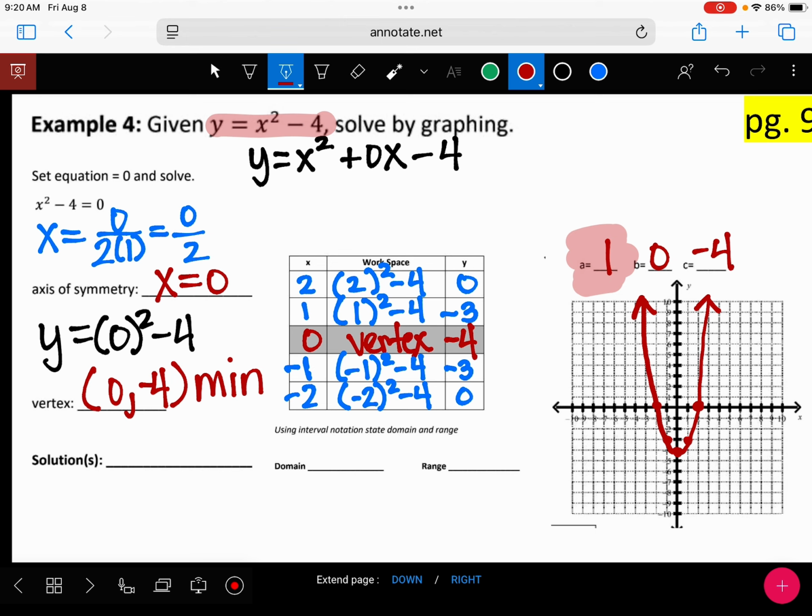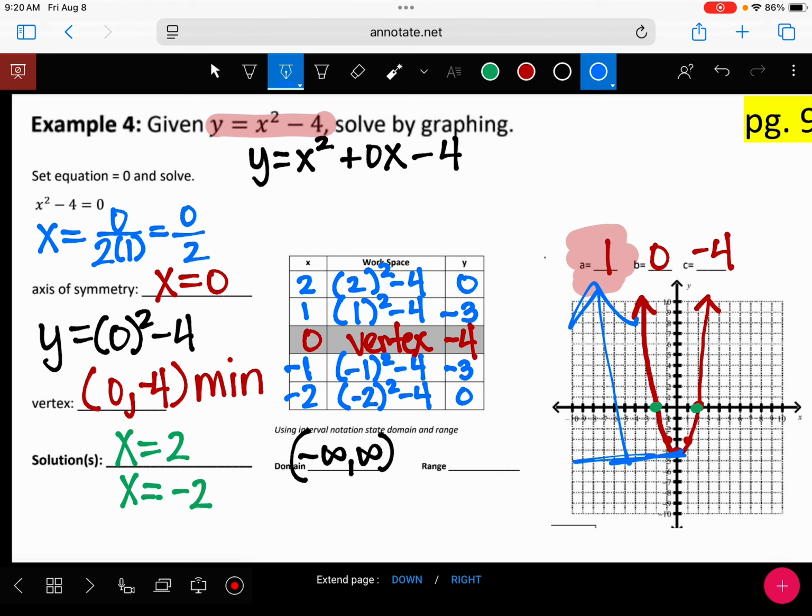All right, Jordan, what would you say our solutions are? Where does it cross the x-axis? 2 and what else? Yep, so x equals 2, x equals negative 2. Our domain is all real numbers. And for our range, we start here and it goes up. So that means my range is negative 4 to infinity. All right, one more question and then we're done. Good work, y'all.